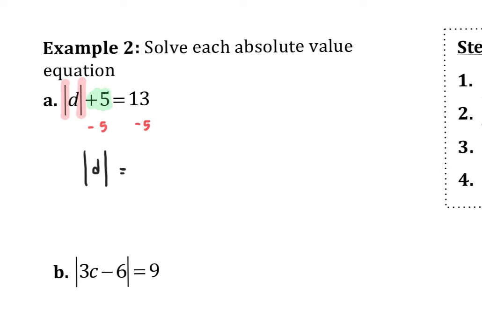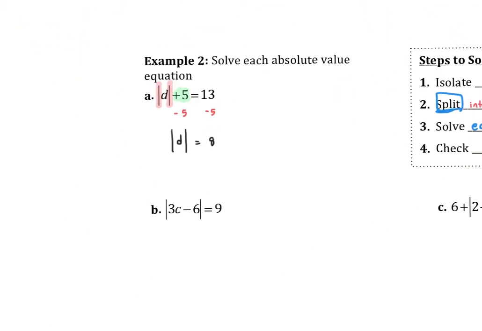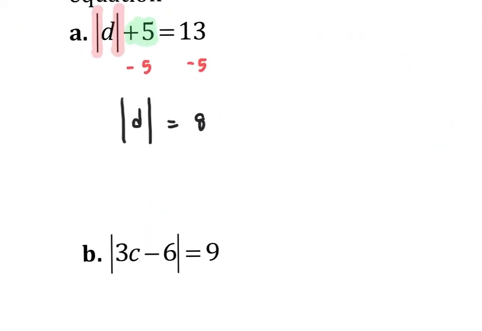All right, so now I bring down the arithmetic there to get 8. Oh, look, that's the same. Never mind. All right, and now we split. Step 1, isolate the absolute value. Step 2, remember, the bars go away. D is equal to 8, or D is equal to negative 8. The bars go away, and here are my two solutions.